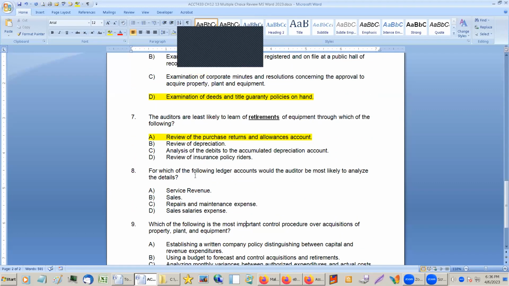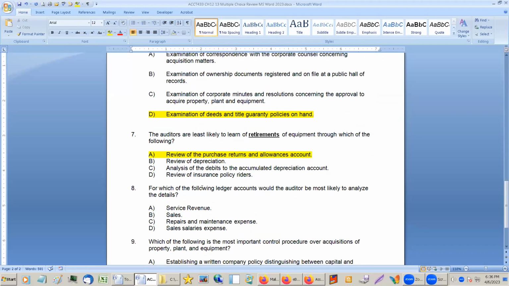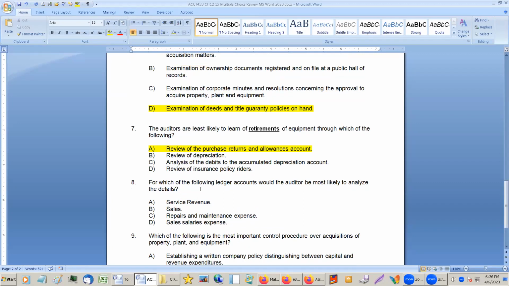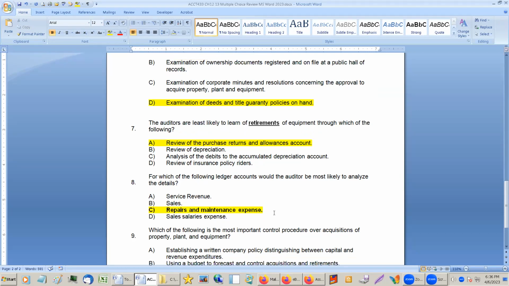Okay. It's funny, which accounts are you most likely to analyze for details? Repair and maintenance expense, because if they're major repairs and maintenance, they might be capitalized.